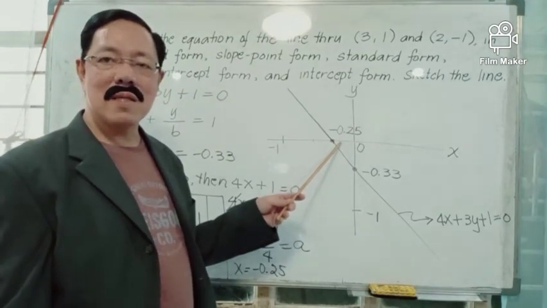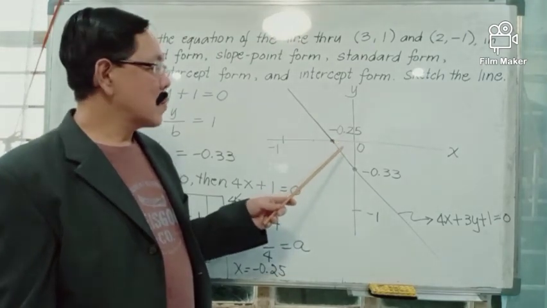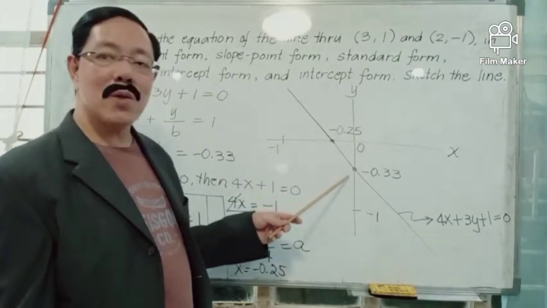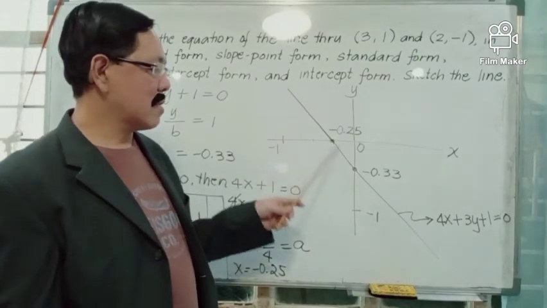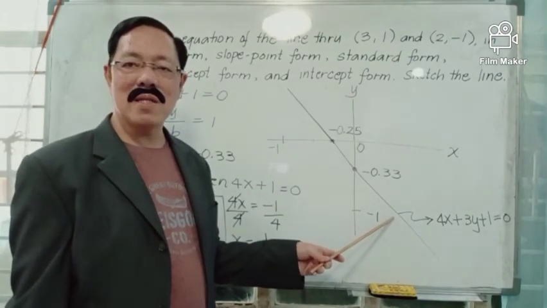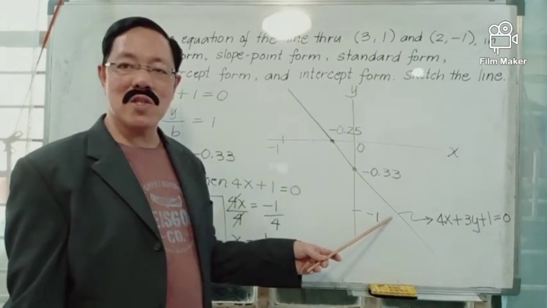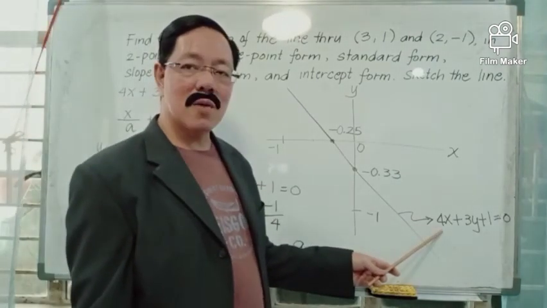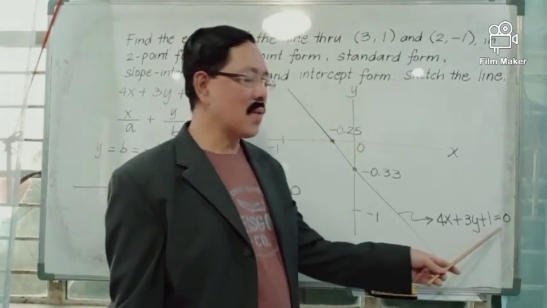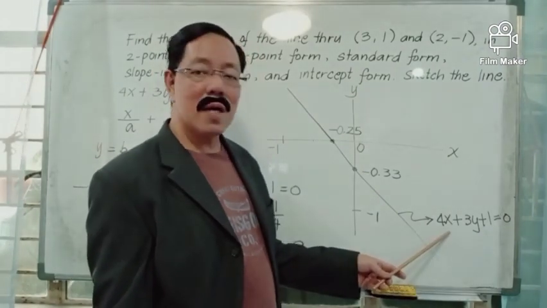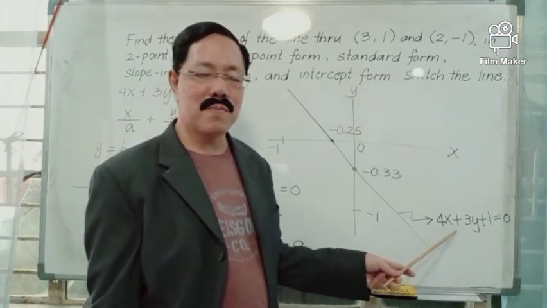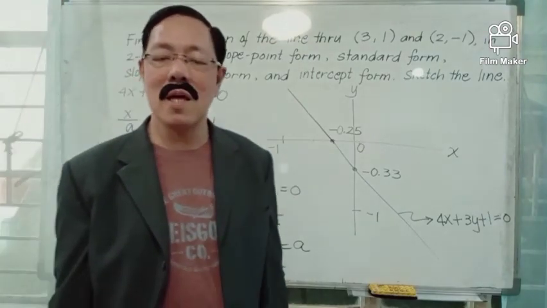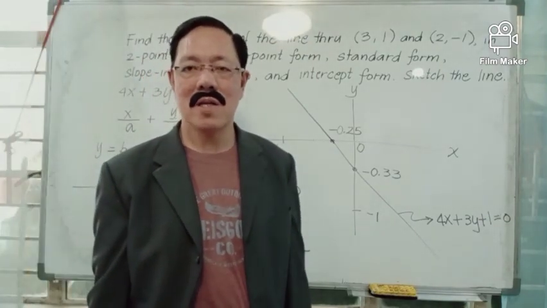And as we did in the previous examples, to sketch the line, we simply connect the x-intercept and the y-intercept with a straight line. And we label the line with its equation in general form. This line has equation 4x plus 3y plus 1 equals 0. And this equation is in general form. This is the line that passes through the given points in the problem earlier.